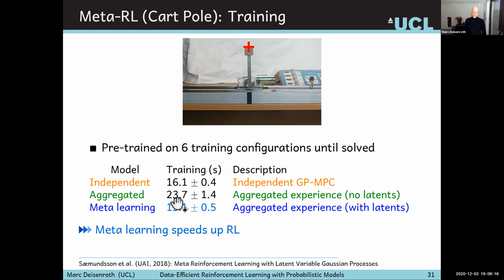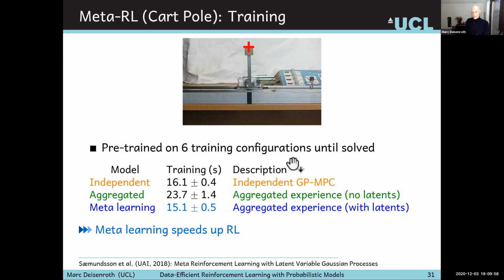Another way we could do this is we can just dump all the data into one data set and pretend it comes from the same model. That means we aggregate all the data, and in this case the training would take a bit longer. Or we can aggregate the data in one data set, but now we use latent variables that allow us to make distinctions between individual tasks. And what we get out here is that it's a little bit faster than the independent training. That means even at training time with fully known tasks, this approach can be useful.